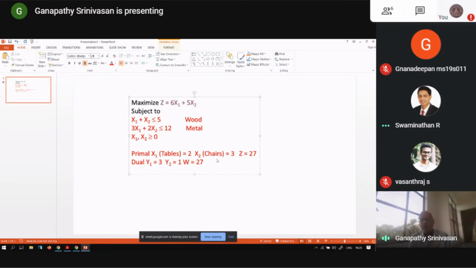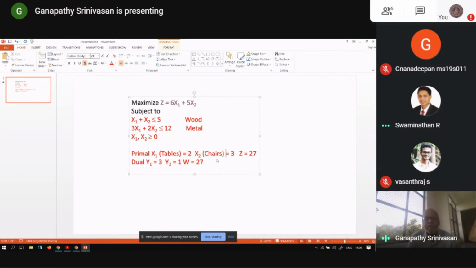A standard problem. Assume that you need only wood and metal to make tables and chairs. These are the only two resources required, and you have 5 units of wood and 12 units of metal. You can make tables and chairs. You sell a table for 6 rupees and a chair for 5 rupees, slightly unreasonable, but nevertheless those kind of numbers. So the primal tells you that you make 2 tables and 3 chairs and sell them and realize 27 rupees. Now what is the dual telling you?